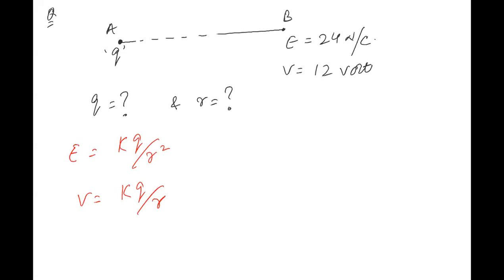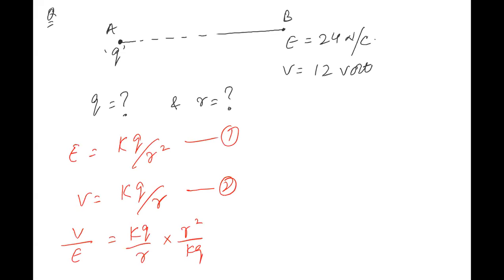एंड फॉर द पोटेंशियल इट शुड बी रिटन एज के क्यू डिवाइडेड बाय आर. If I divide the two, this is 1, this is 2, divide the two. So what will you get? If I divide V by E, so this you will write as V by E equals KQ upon R multiplied by R square by KQ. Is there any issue with anyone? क्या सबको clear हो गया? R से R cancel हो जाएगा. So finally what can I write? I can write simply R is equal to V upon E.